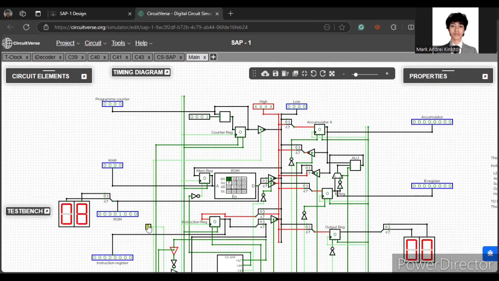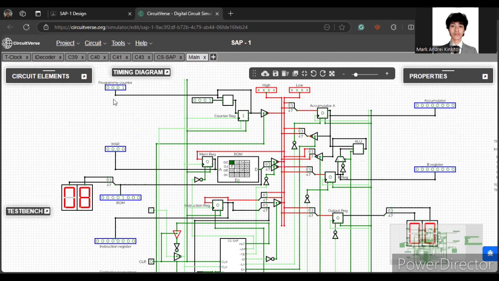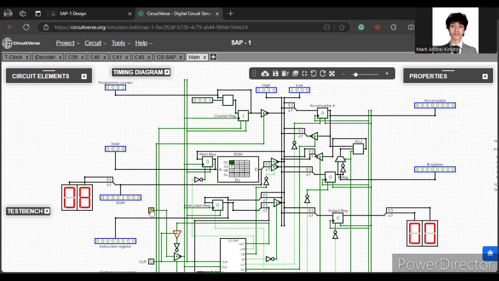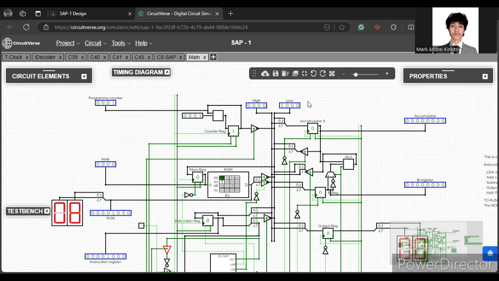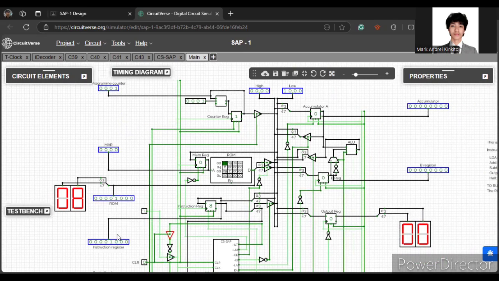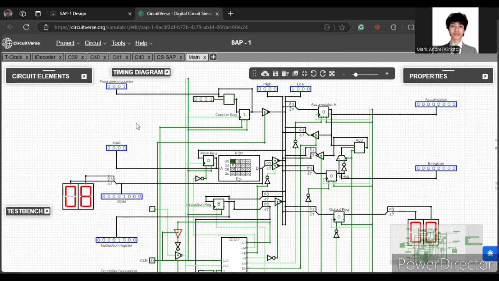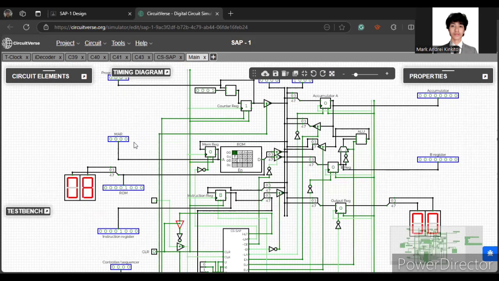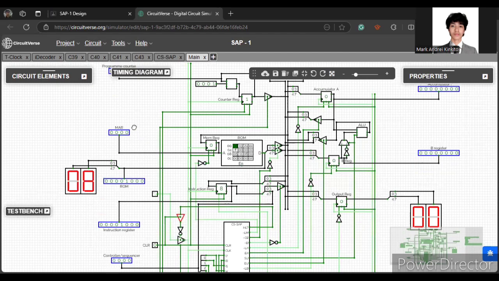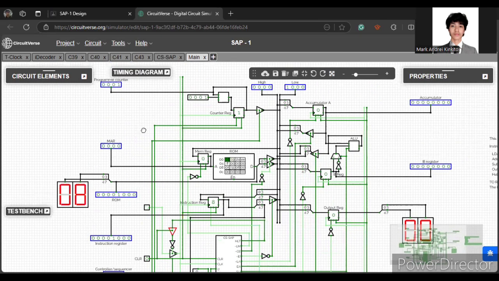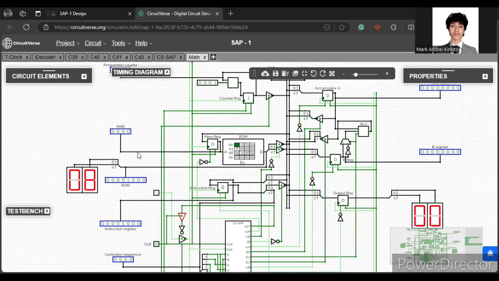And then let's send. You can see the program counter incremented by 1. And then MAR will take that. As MAR takes the value of the program counter, which is 000 earlier, MAR then is now going to be in the instruction register, as you can see.